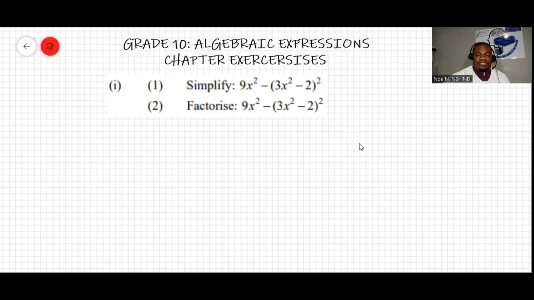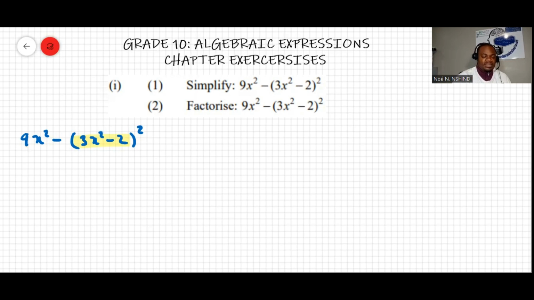Well, we have another question here that says simplify this expression. So we do have 9x squared minus open bracket 3x squared minus 2 raised to the power of 2. To simplify that, we're going to expand this, okay? One way is to do like 3x squared minus 2 times 3x squared minus 2, but I prefer to use the property here.